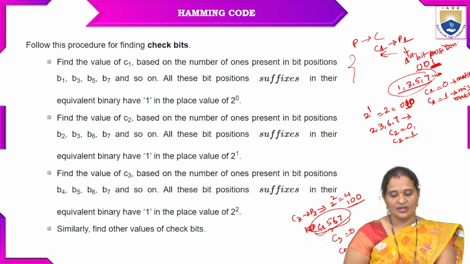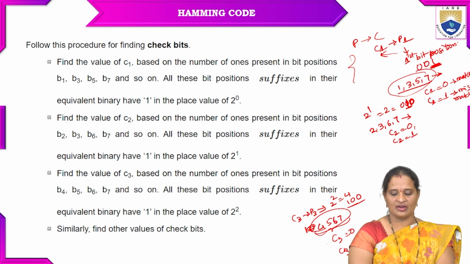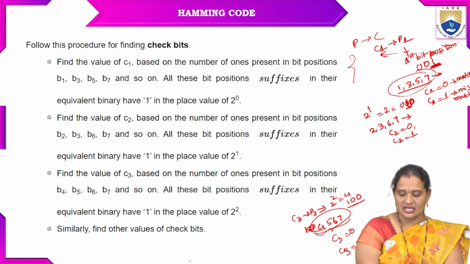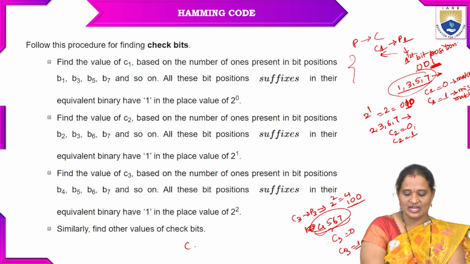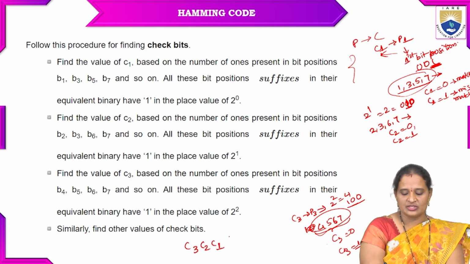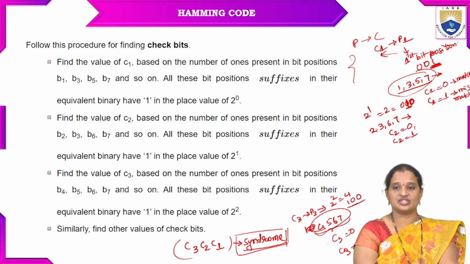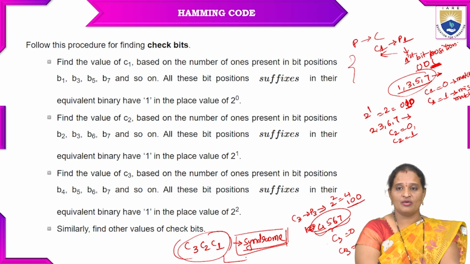Then after finding out C3, C2, C1, we need to form a syndrome. So how to form a syndrome? A syndrome is nothing but placing the check bits in the order C3, C2, C1. This syndrome will decide the error position. The decimal equivalent of this syndrome will decide the error bit position. So after finding the check bits, form a syndrome in the order C3, C2, C1.